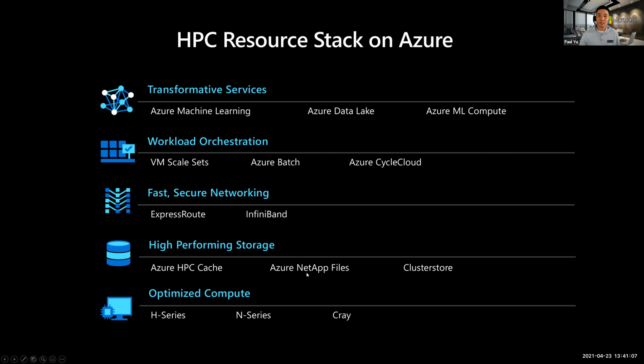And NetApp Files is, we have a partnership with NetApp, and basically NetApp comes into the Azure data centers and actually deploys their hardware into our data centers, and that's where that partnership is. And then, fast networking, we have ExpressRoute and InfiniBand, and then we also have services that offer workload orchestration, such as virtual machine scale sets, Azure Batch, and then of course, Azure CycleCloud, with CycleCloud being one of the more predominantly used services in Azure.